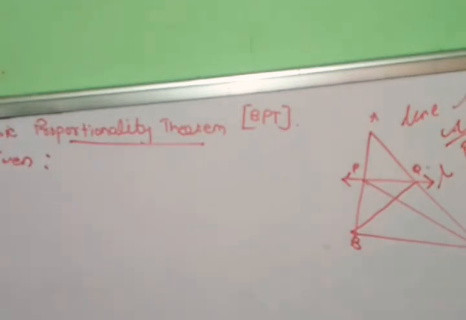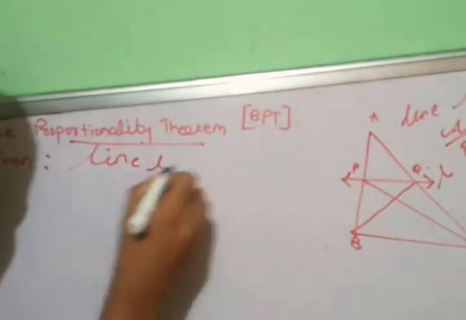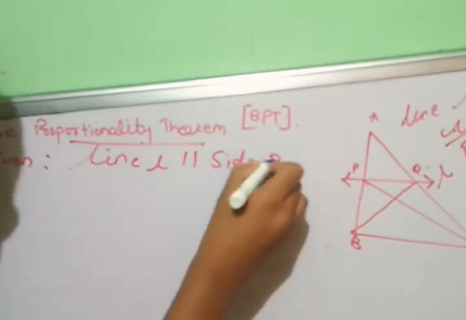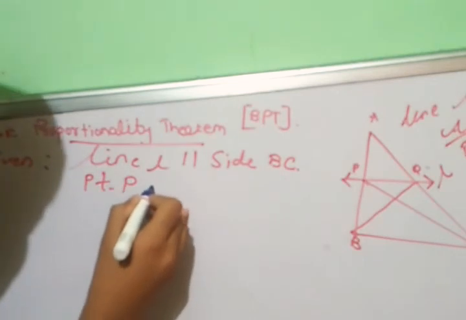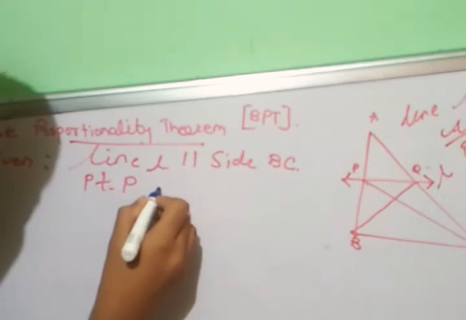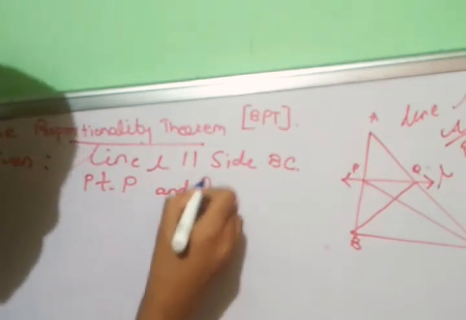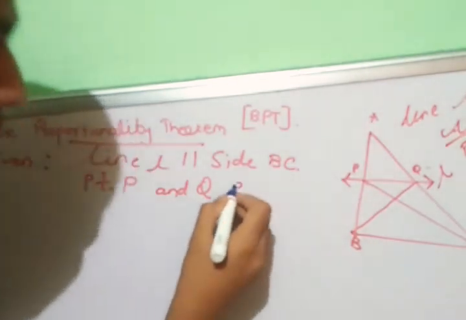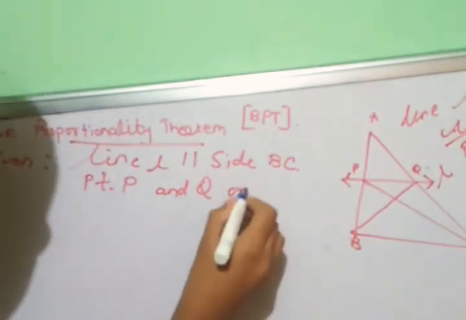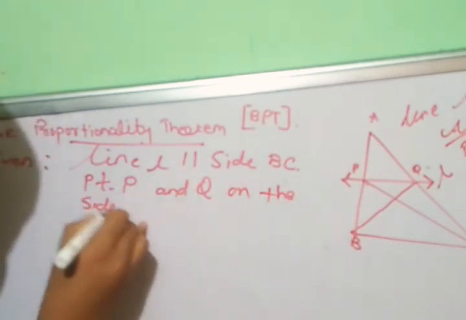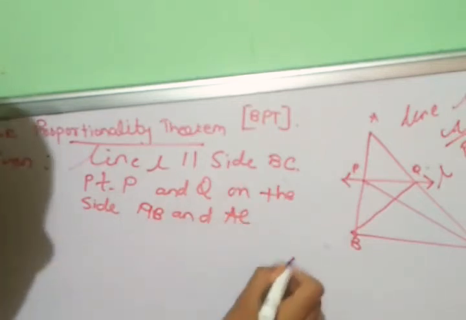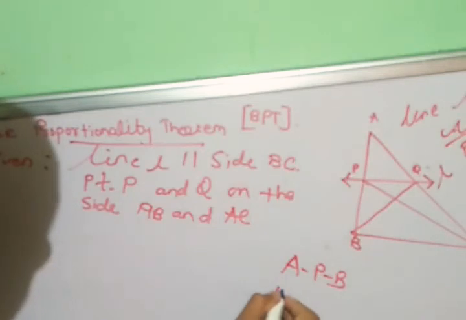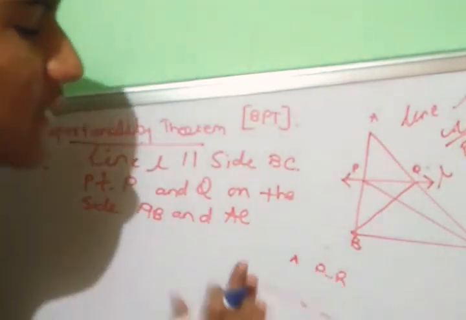In this theorem, the given is line L parallel to side BC, and points P and Q are on the sides AB and AC, like this: APB and AQC.